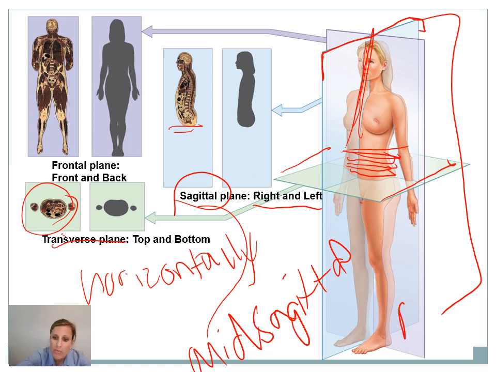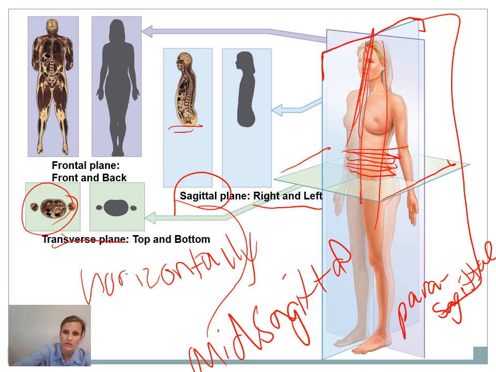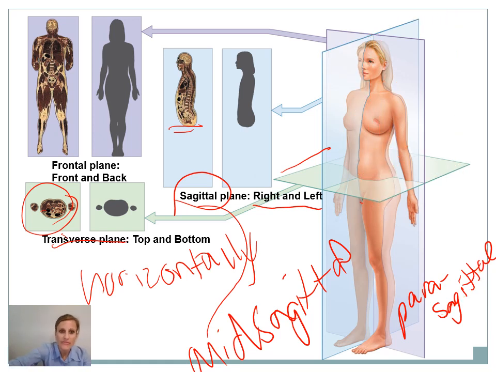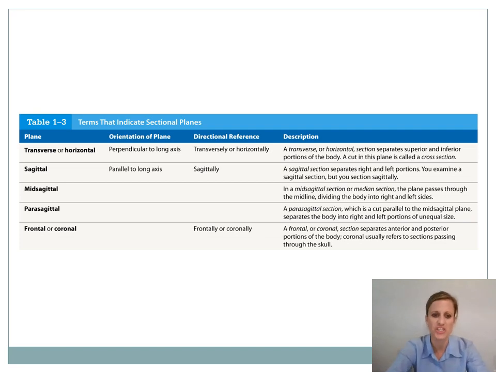Now it could also be what we call parasagittal. And parasagittal is just anything that's not in the middle. So it could be cutting through the body here, here, here, here, anywhere else that's not directly in the middle, that's parasagittal. Finally, a frontal plane also cuts through the body vertically. That's this one you see in purple. And it divides the body into front and back. This just describes all of the different planes.